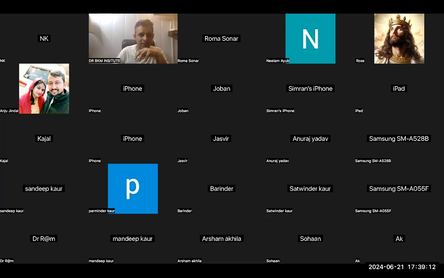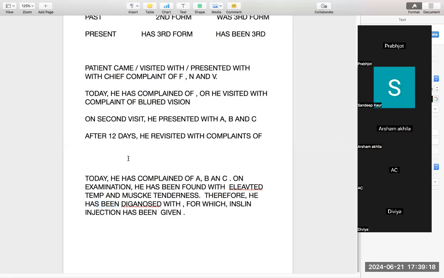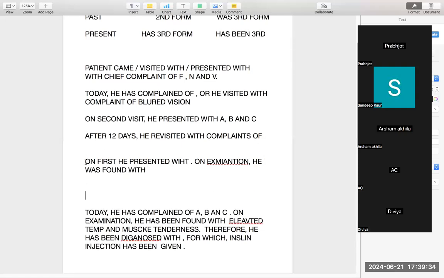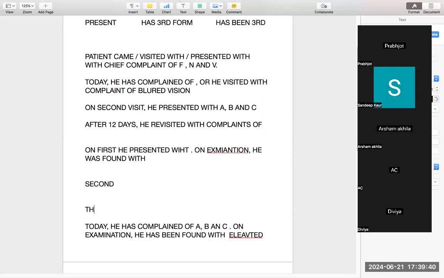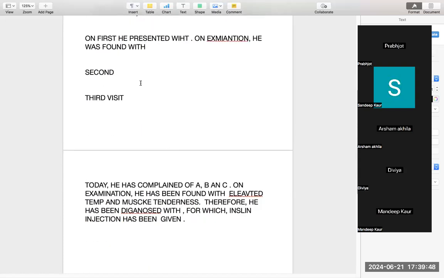Very good question. Come to this point. In an actual letter, you are saying on first visit, he presented with, then you are writing examination: on examination, he was found with. Then the second visit comes, and you are again using the same tense, past indefinite, just like above. Then in the third visit, again the same tense. So wouldn't you like that in today's visit, you should use a different tense rather than past indefinite, and make it present perfect for variation?